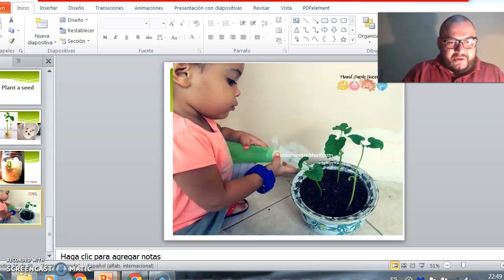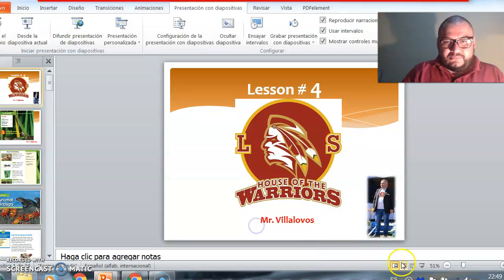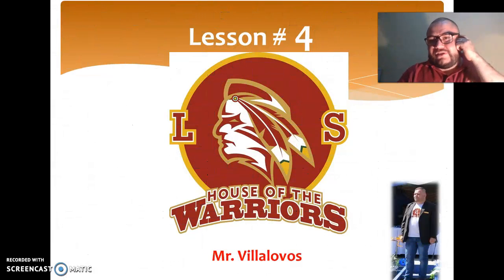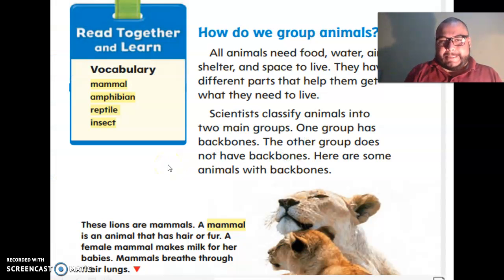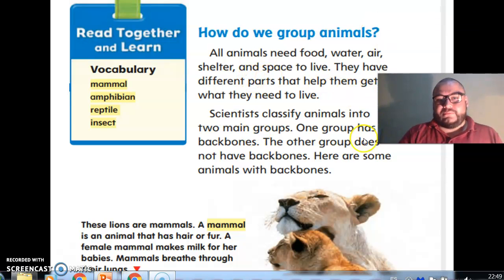Lesson four. This lesson is one of your favorites. Animal groups. Very good. Vocabulary: mammal, amphibian, reptile, insect.